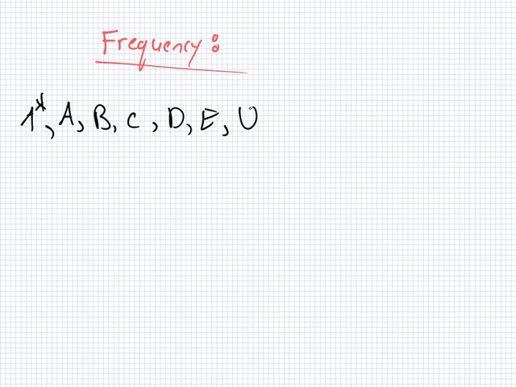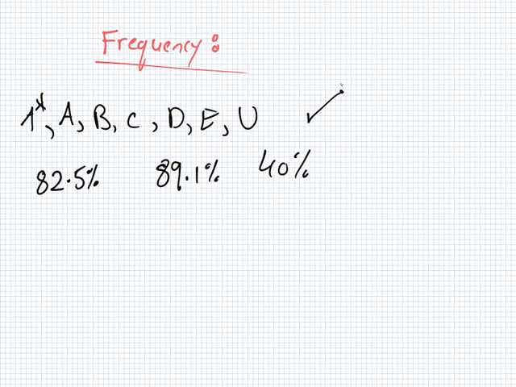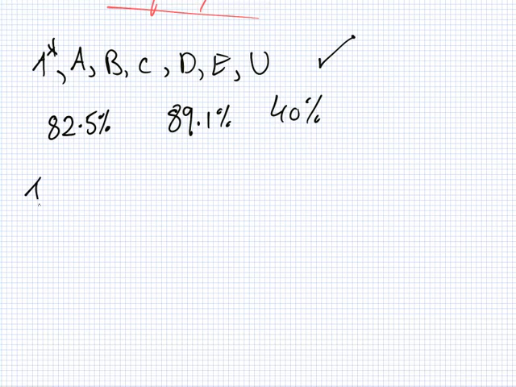But if I asked you what score you got, well, that could be 82.5% or 89.1% or 40% or whatever. So this one is continuous. It can take any value that we might have in between. So how do we group these together? Well, this one is easy to do because we can do it by making what's called a tally.